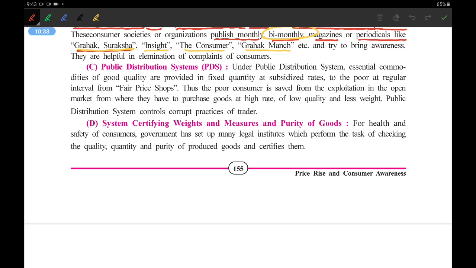We already studied about it, so we'll go a little faster. Under public distribution system, essential commodities of good quality are provided in fixed quantity at subsidized rate to the poor at regular intervals from fair price shops. Thus, the poor consumer is saved from the exploitation in the open market, from where they have to purchase goods at high rate or low quality and less weight. Public distribution system controls corrupt practice of the traders also.